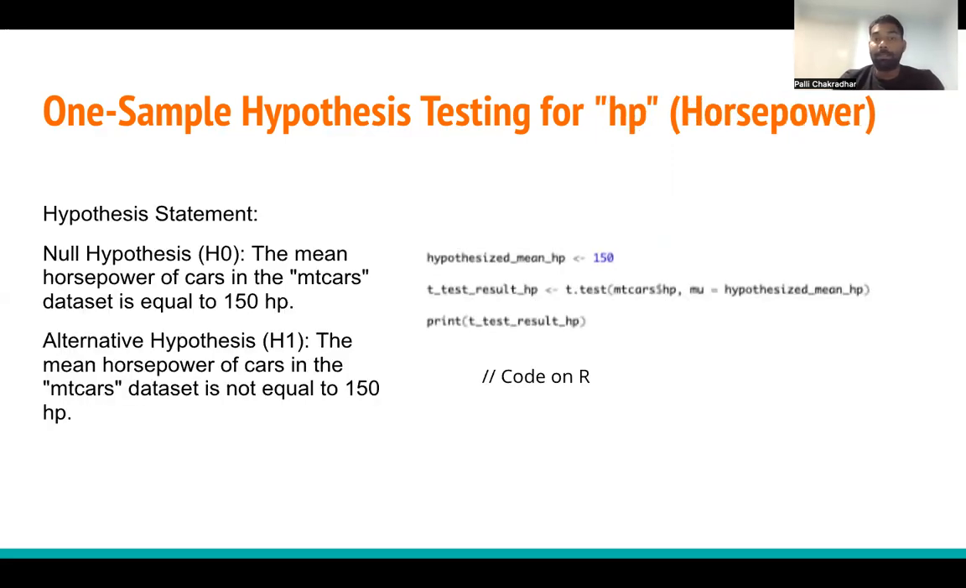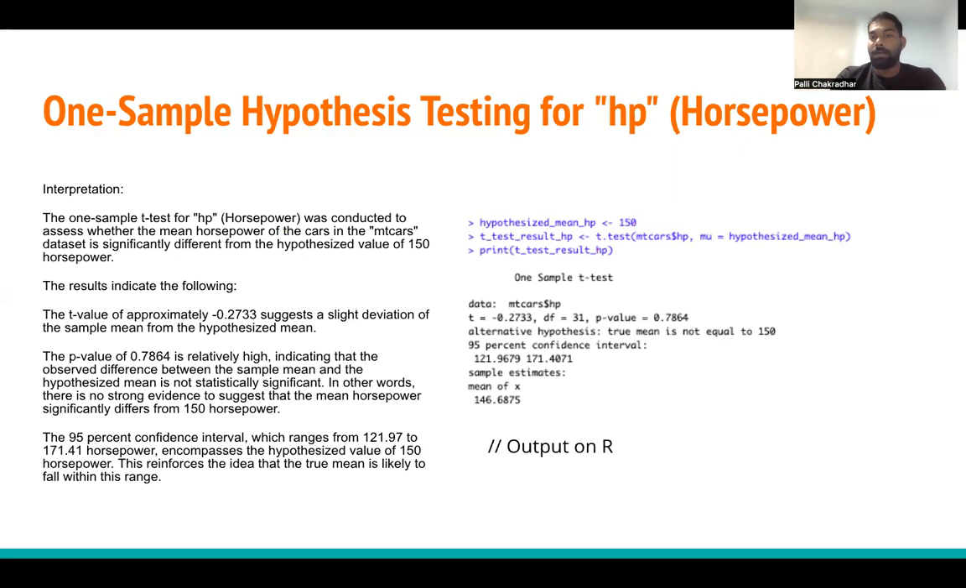Then for the next one, horsepower, even here I've taken the one-sample hypothesis approach. We have taken the null hypothesis as the mean of horsepower equal to 150, and the alternate as not equal. If you look at the output, the t-value shows a slight deviation, and the p-value is relatively high. The confidence interval ranges between 120.96 and 171, so our 150 is in this range. This gives us the output in this way.